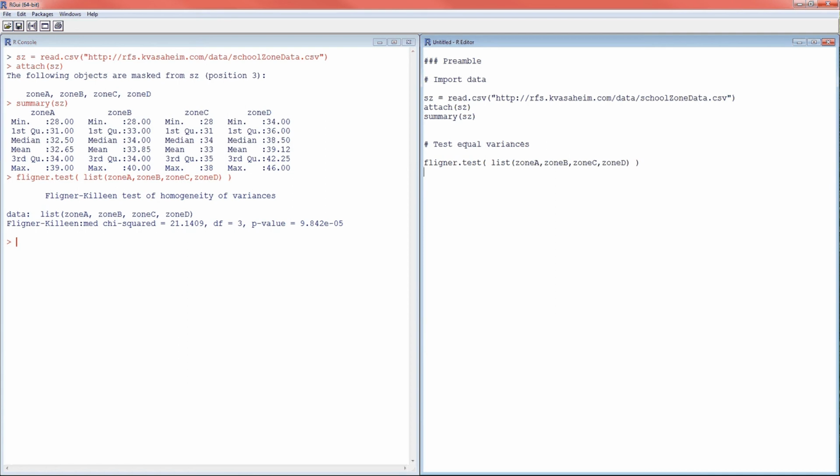P-value is 9.842 times 10 to the negative 5th. Because the p-value is less than alpha, we reject the null hypothesis. The null hypothesis here is homogeneity of variances. In other words, that the variances are equal. Since p is less than alpha, we know the variances are not equal. Therefore, we cannot use the analysis of variance test. Therefore, we must use the Kruskal-Wallis test.